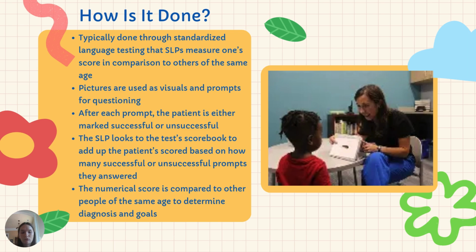And again, that numerical score is compared to others of the same age to determine a diagnosis and a goal. So I'll give a specific example of what this might look like. A child is seeing a picture, and let's say the picture shows an adult and a child smiling and playing, like they're playing with toys together. The question prompt might be, tell me what's going on in this picture.